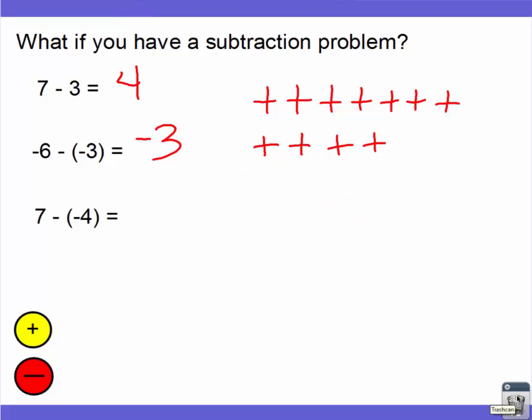So if I added 4 zeros into the problem, I now have 4 negatives that I could actually take away. And now what do we have left for our answer? We actually have an 11. Okay, so what do I do with the 7 and the 4 to actually get an 11? I actually add them together.